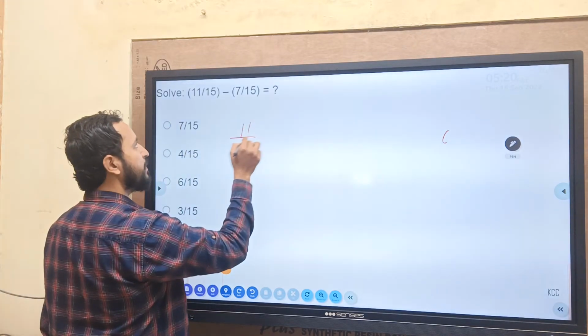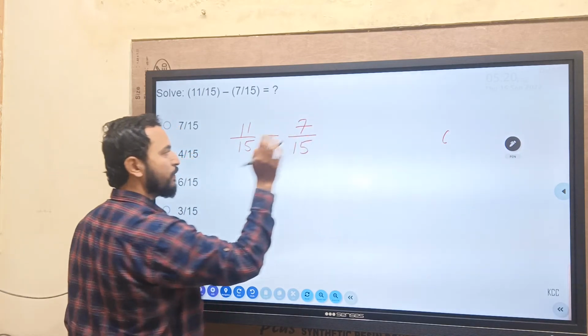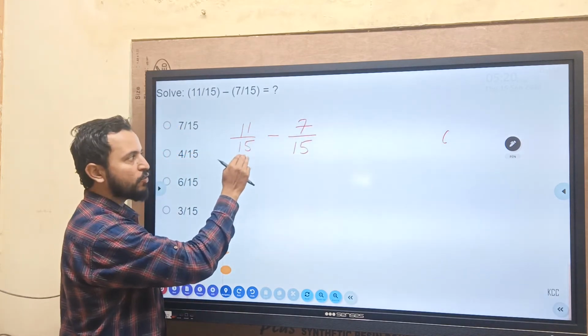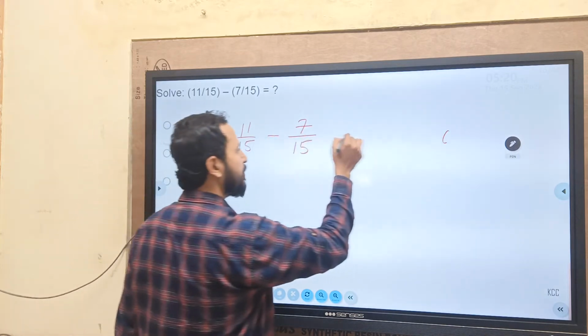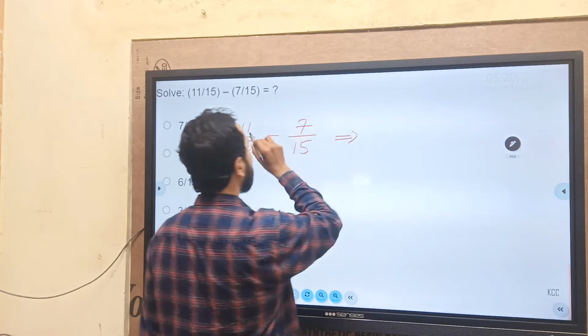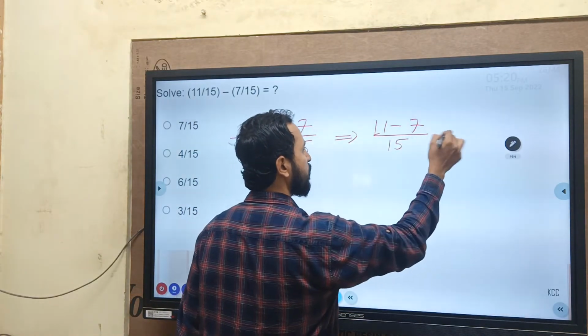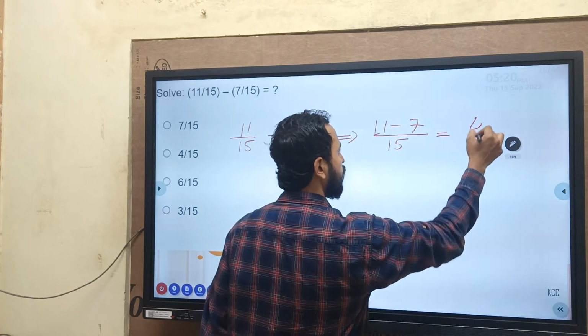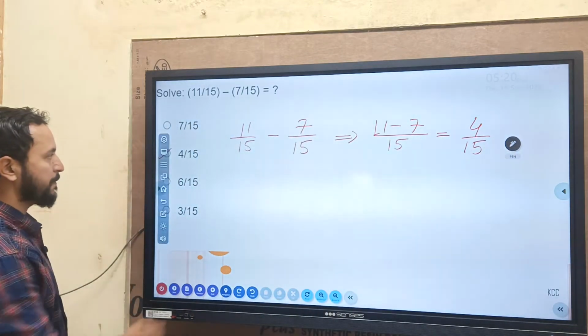Same, 11 by 15 minus 7 by 15. Remember, whenever the denominator is the same, you should do it directly. No LCM needed, do it directly. What does directly mean? You do 11 minus 7, divided by 15, take the common 15. 11 minus 7 is equal to 4, 4 by 15. That's the answer for the question, option B.